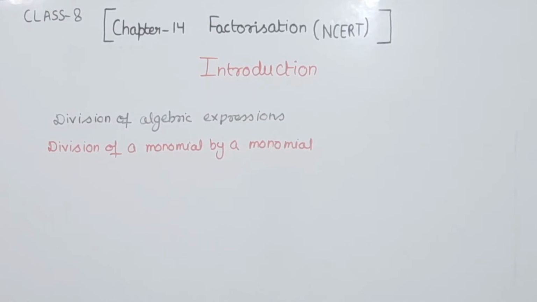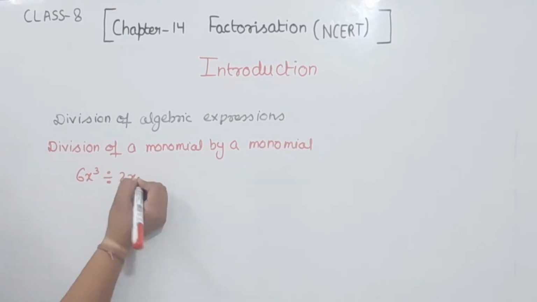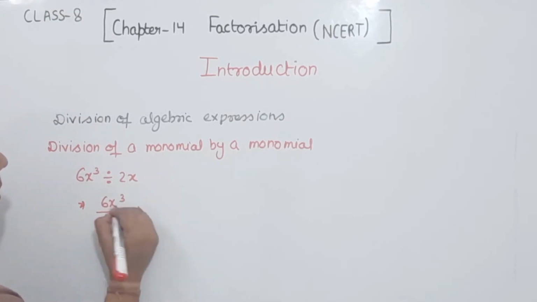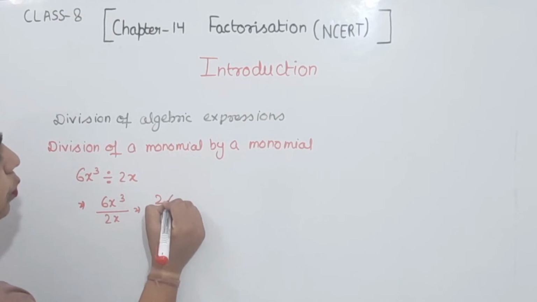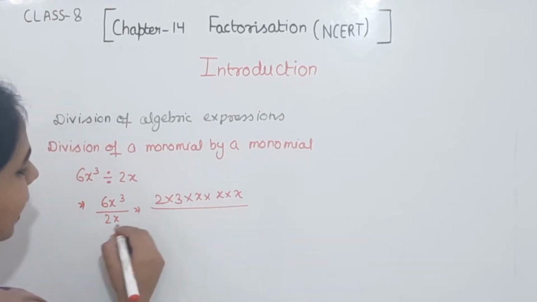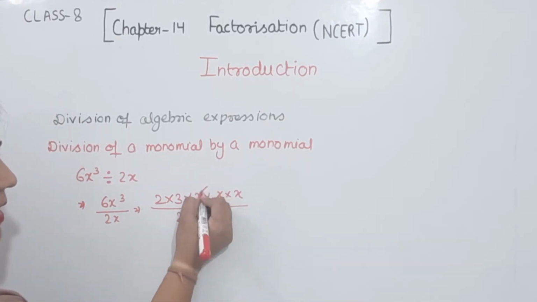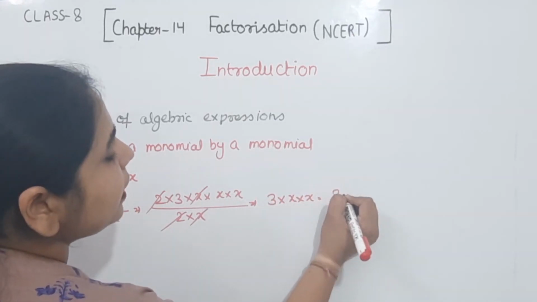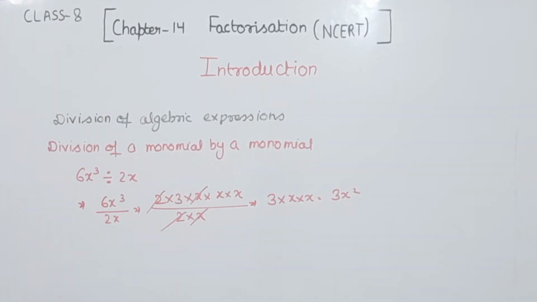Let's take the example 6x cube divided by 2x. Now we are going to solve this one. So I am going to write here 6x to the power 3 divided by 2x. We can write 6 as 2 threes are 6, multiplied by x multiplied by x multiplied by x. That means x is multiplied by itself 3 times. Now I am going to write here 2 multiplied by x. x is cancelled from x, 2 is cancelled from 2. So we are having 3 multiplied by x multiplied by x, so 3x square. So this is the solution when we are dividing a monomial by a monomial.